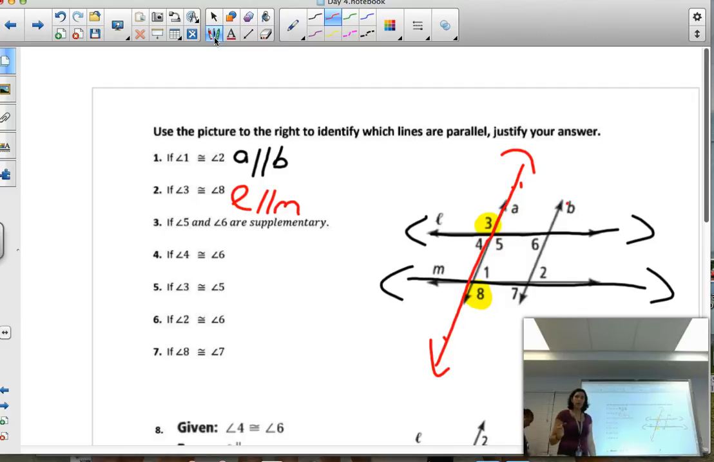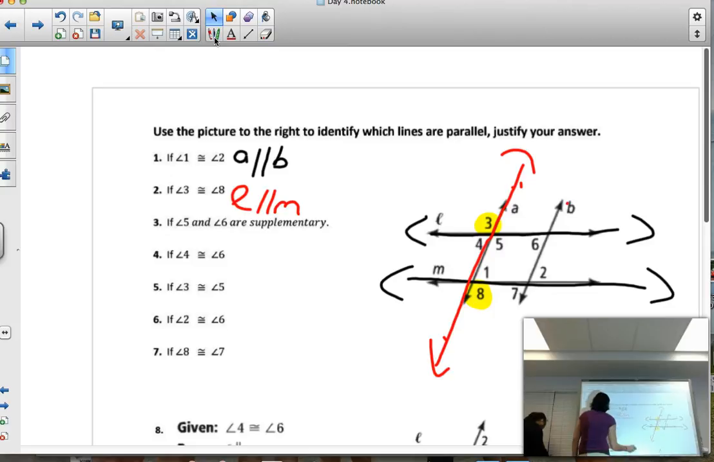Okay, your L looks like my cursive L. That's Ellen. You're hurting my feelings. Sorry.